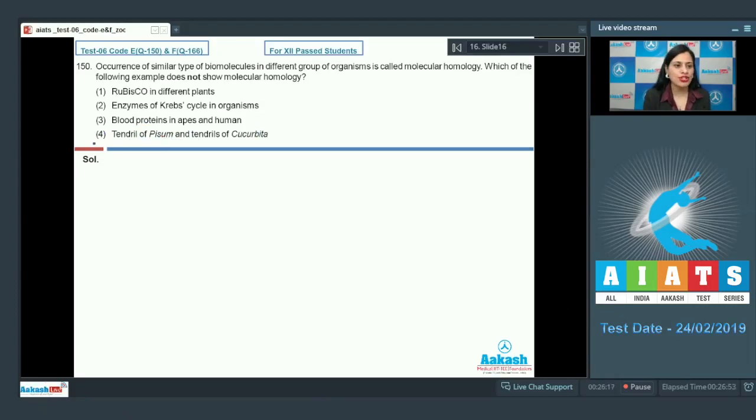And the correct answer to this question is option number 4, tendril of Pisum and tendrils of Cucurbita, as they represent analogy. Structures which have different origin but perform similar function are known as analogous structures, and they represent analogy. Let's discuss the rest of the options.